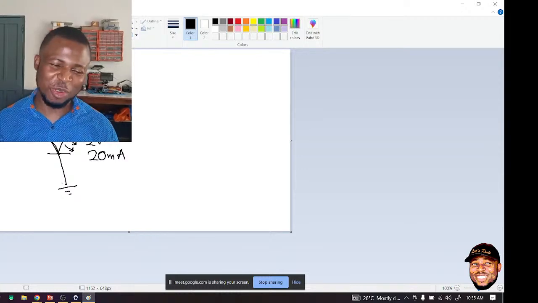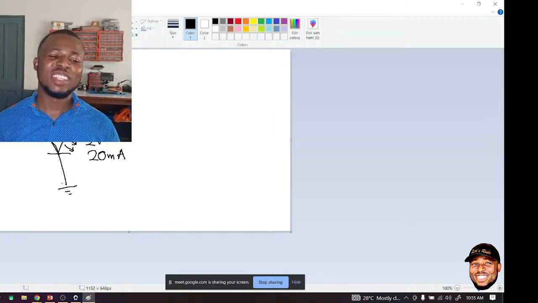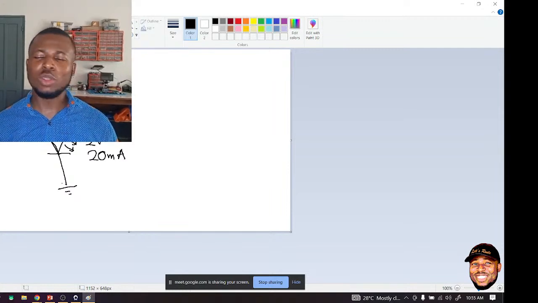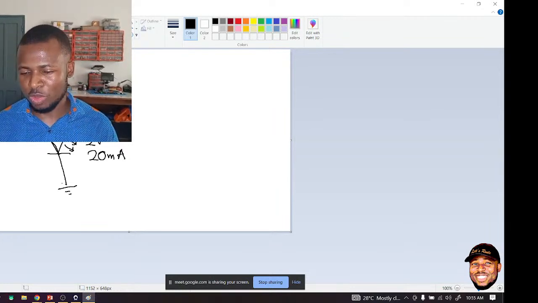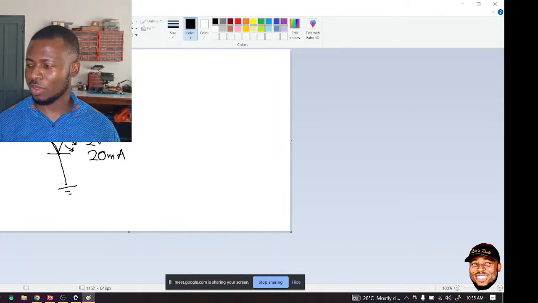Come on, share your view. Can I do this? So I have a 2 volt power source. It could be a battery, but it's 2 volts. And I want to power an LED. This LED is red, and red LEDs usually take 2 volts. So my question is, do I have to connect a resistor in this circuit? All right, let's hear from you.